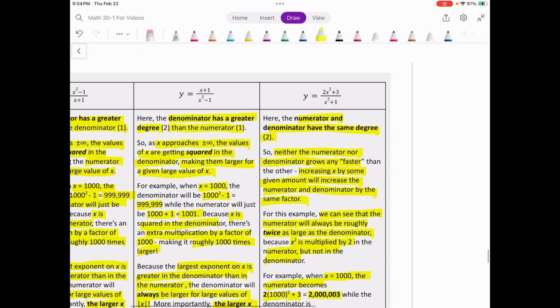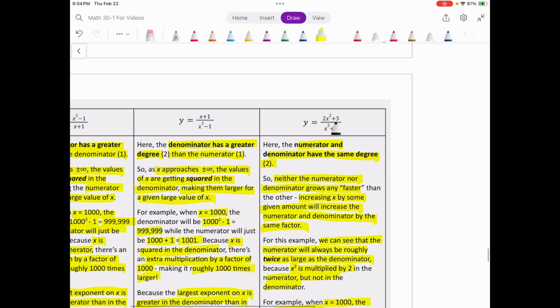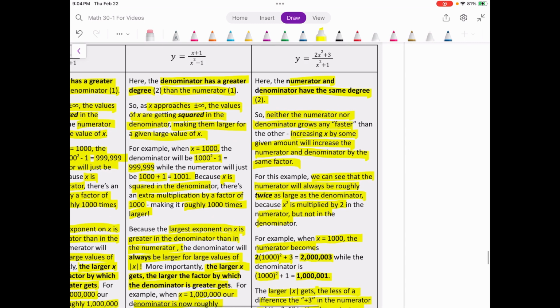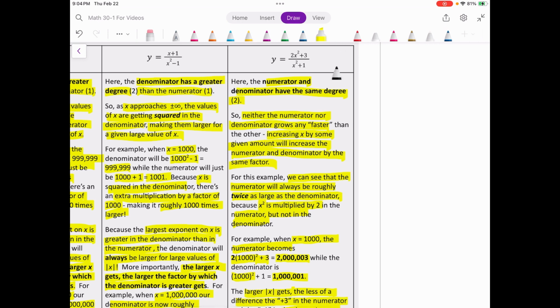So if we think about it, right? Like when x is 1,000, like we saw, and really 1,000 is not even that big. We could think about a billion or a trillion or a quadrillion, right? We're going up to infinity.